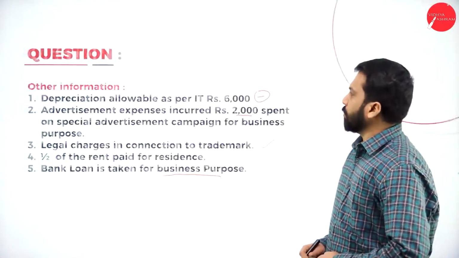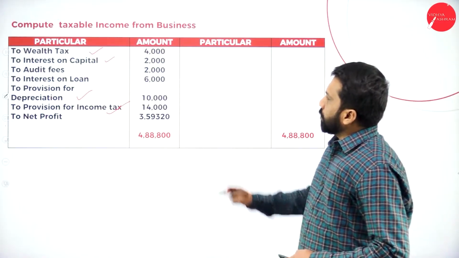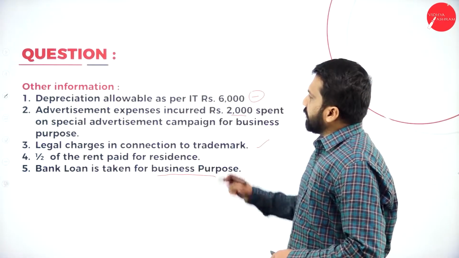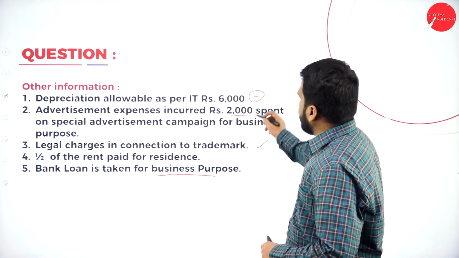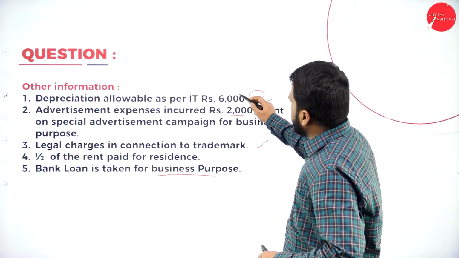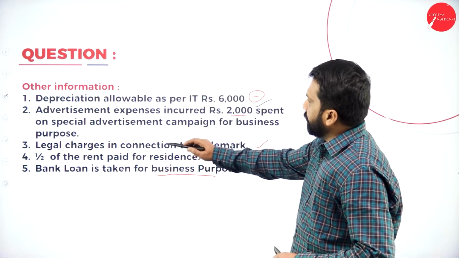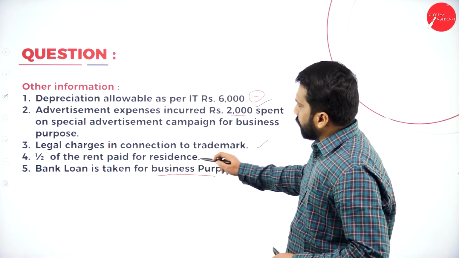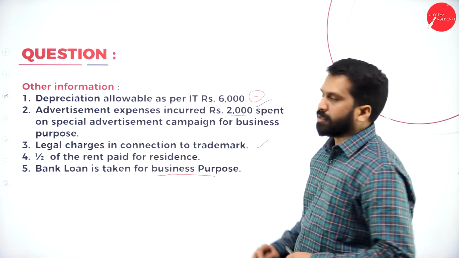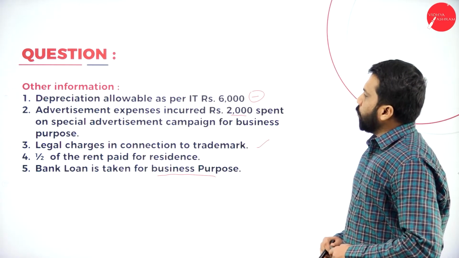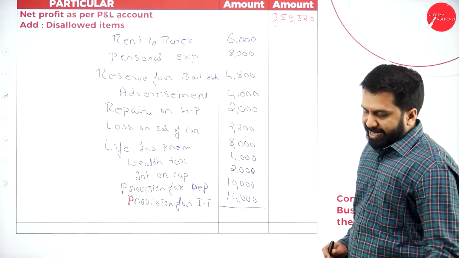Now I'll cross check once. So we are done with all the expenses. In the adjustment, we will not find anything. This is considered. This will come under minus. Legal, we have considered half. Bank loan, yes, done.